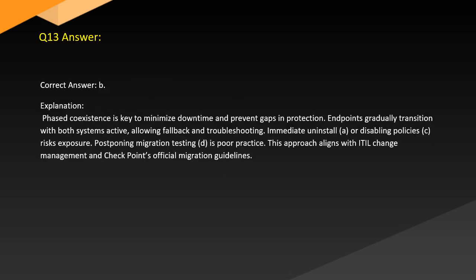Answer. Correct answer, B. Explanation. Phased coexistence is key to minimize downtime and prevent gaps in protection. Endpoints gradually transition with both systems active, allowing fallback and troubleshooting. Immediate uninstall, A, or disabling policies, C, risks exposure. Postponing migration testing, D, is poor practice. This approach aligns with ITIL change management and Checkpoint's official migration guidelines.